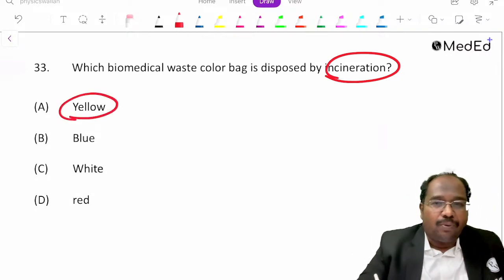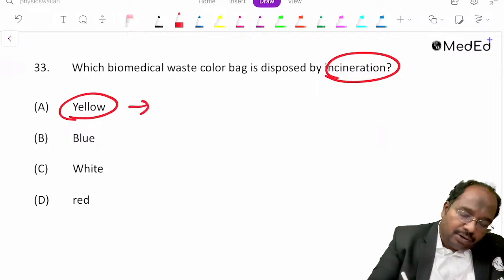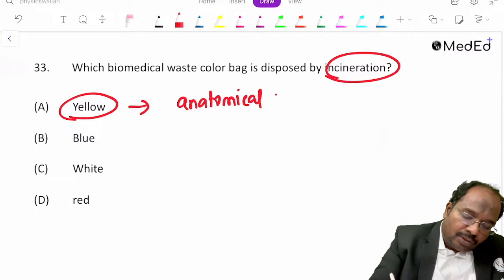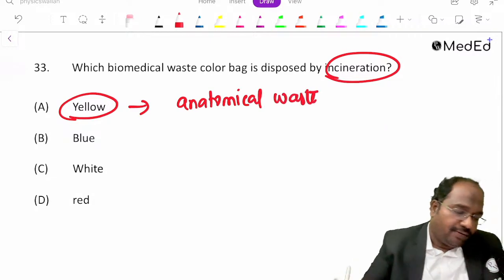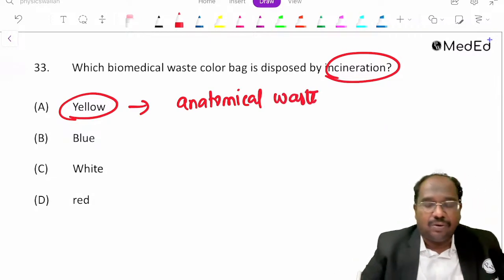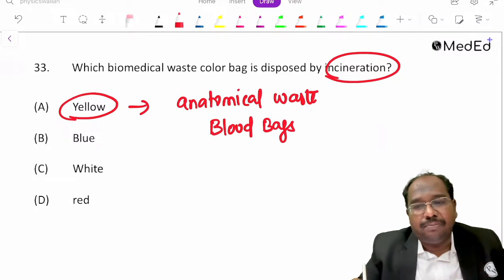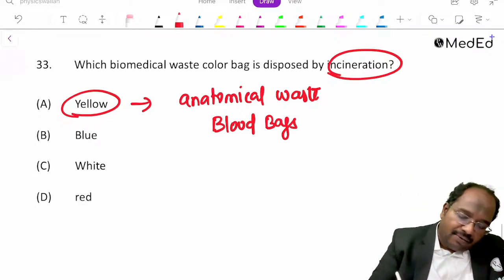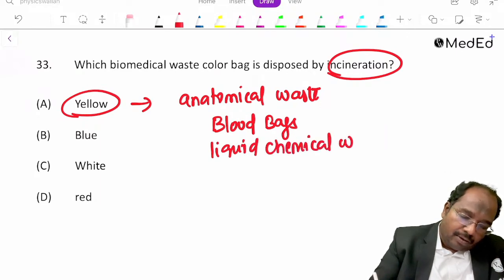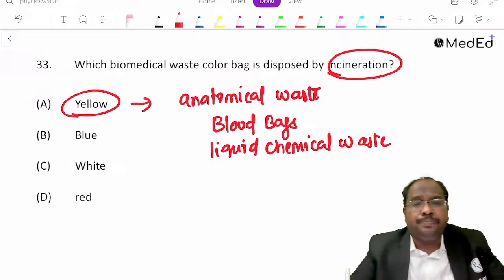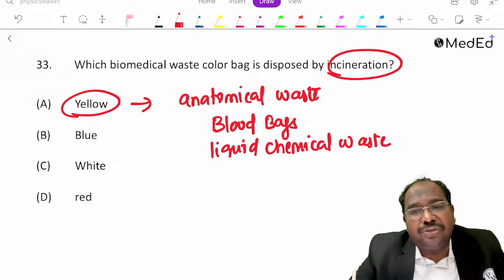In the yellow color bag, what are the wastes you are going to put? Anatomical waste, a commonly asked question. Next, blood bags, also commonly asked. Chemical waste, liquid chemical waste. Chemical waste should go there.